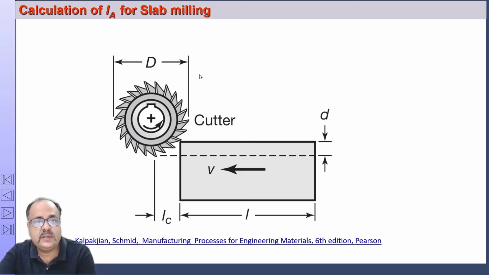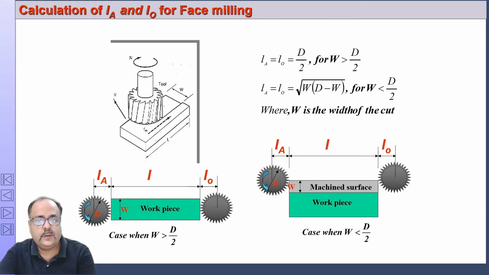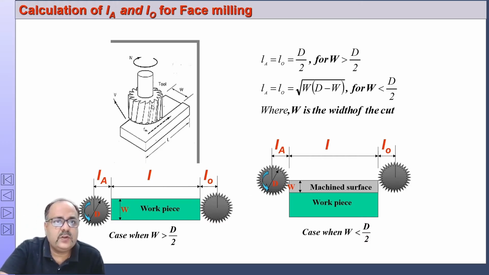But in case of face milling, this was slab milling. You can see this is the depth of cut. The cutter is rotating and it is crossing. So you have to start from here and you have to finish it here. So this is for face milling.